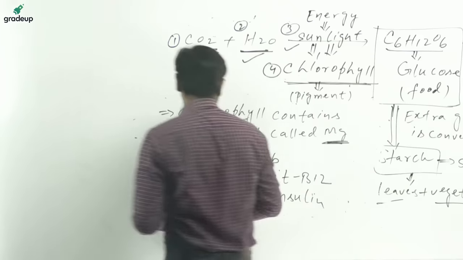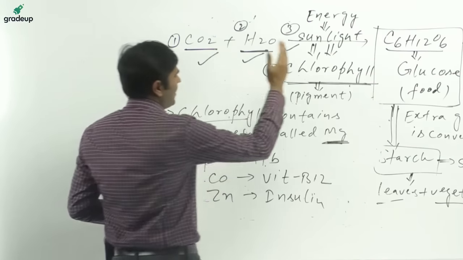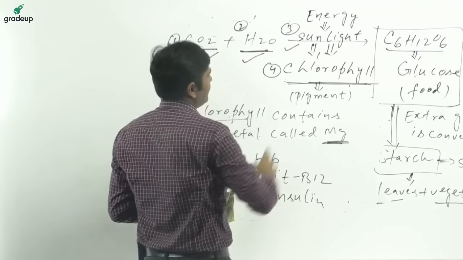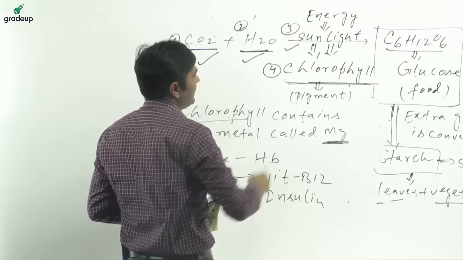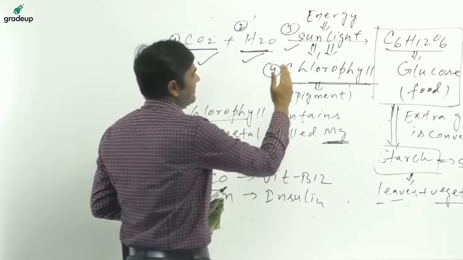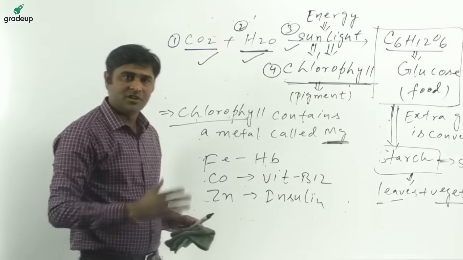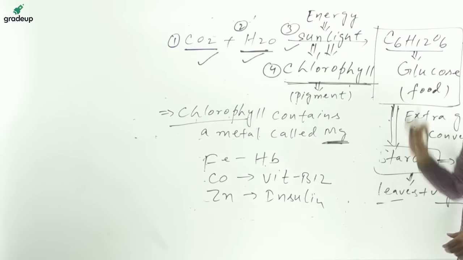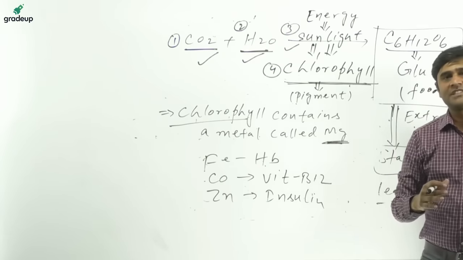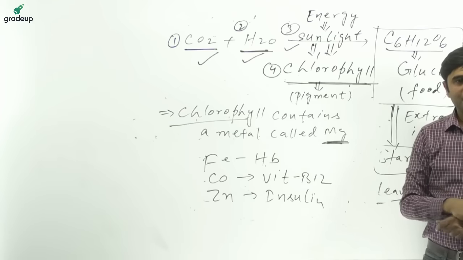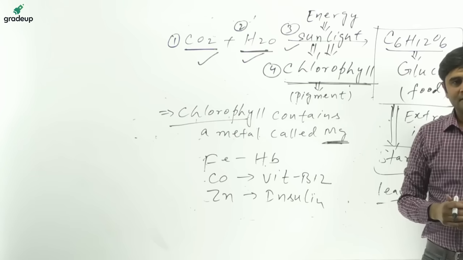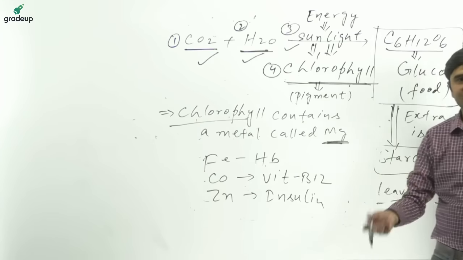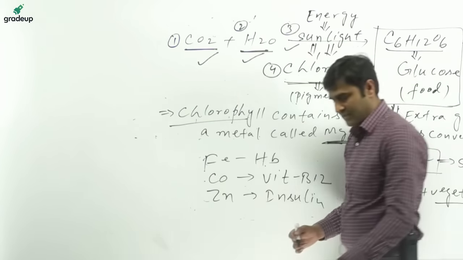The next question that can be asked from here is: in the process of photosynthesis, which type of conversion takes place? Light energy is converted into mechanical energy, chemical energy, potential energy, or kinetic energy. Give me your answer.